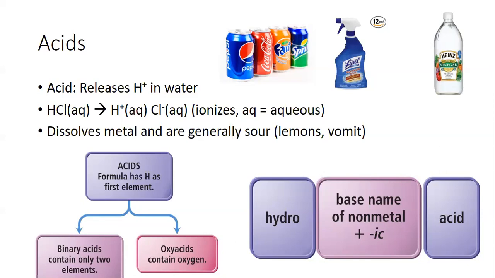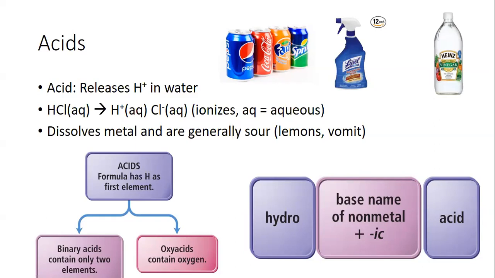And you can see next here, I have H plus (aq), Cl minus (aq). Anytime you see aq next to an element, that means aqueous. That means I'm dissolved in water. That's all aqueous means. And acids are sour tasting. Lemons, and when you vomit it tastes very sour because your stomach is very acidic. It will dissolve metals eventually.